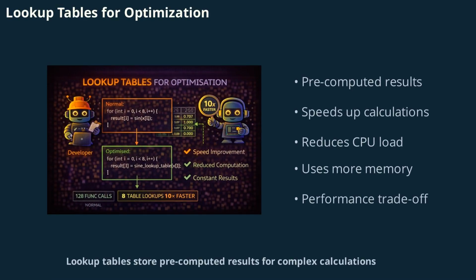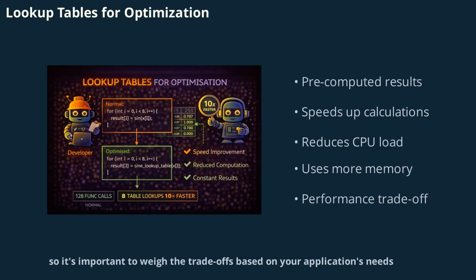Lookup tables store pre-computed results for complex calculations, allowing embedded systems to speed up operations and reduce CPU load. They're often used for implementing nonlinear functions or frequently performed calculations. While lookup tables can significantly improve performance, they consume additional memory, so it's important to weigh the trade-offs based on your application's needs.